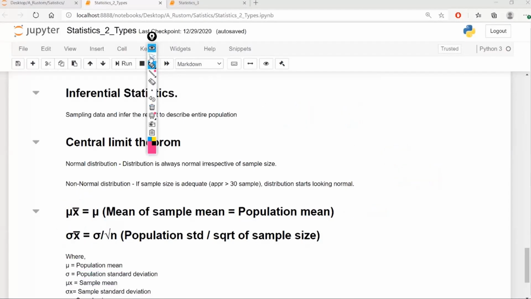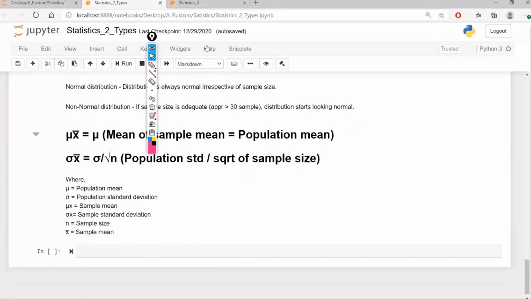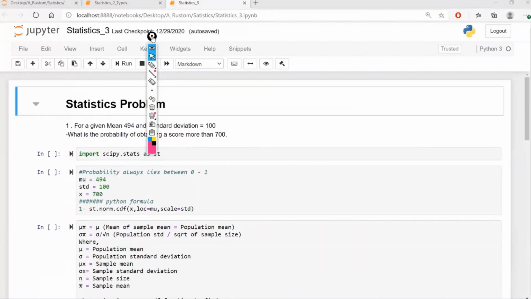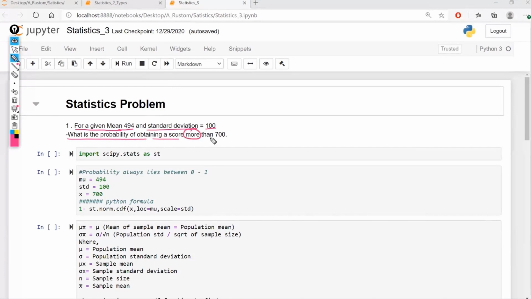All right. Let's go to the problem statement and try to understand one problem here. Say that for a given mean 494 and standard deviation 100, what is the probability of obtaining a score more than 700? I was given a mean and a standard deviation, and I need to find the probability of obtaining a score more than 700.